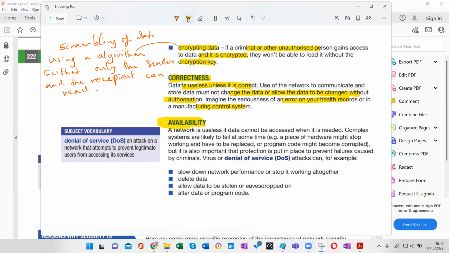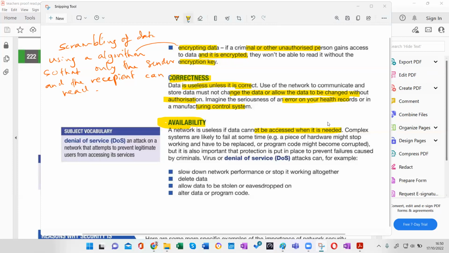Actually, these are some of the characteristics of information. Information has to be accurate, correct, available, up to date, which are applicable for the security of the network. The network is useless if data cannot be accessed when it is needed. You have to have the data in hand. Data will be useless if you can't use it whenever you want.